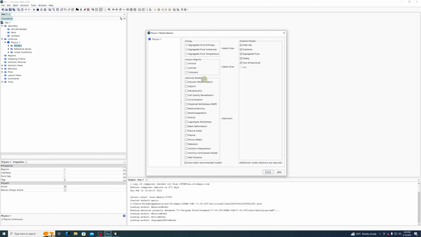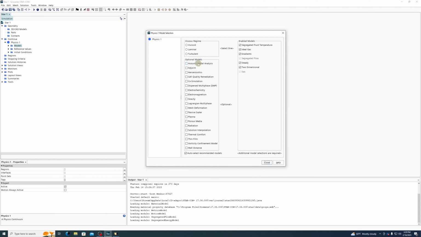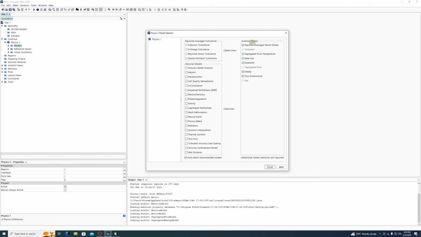So we have a couple different ways we can treat energy in a segregated flow modeled gas. We can have it calculate enthalpy. We can have it treat the gas as isothermal, that is, the temperature is the same everywhere, or we can have it calculate temperature. Usually, if we're going down this route, segregated fluid temperature is probably the best one. And with most flows, there's probably going to be some meaningful amount of turbulence, so you're usually going to want to select turbulence in some form.